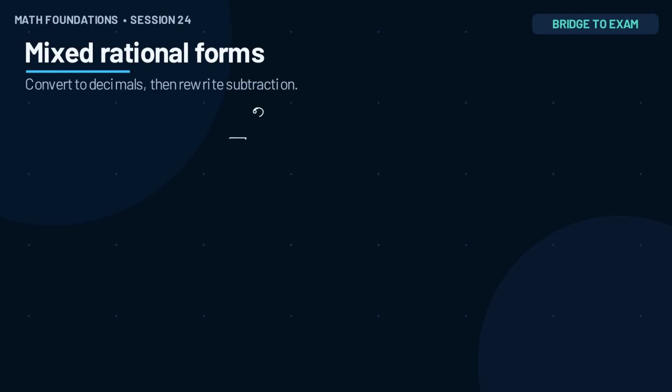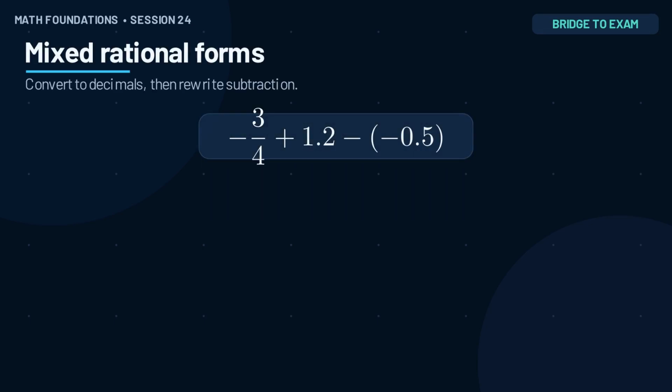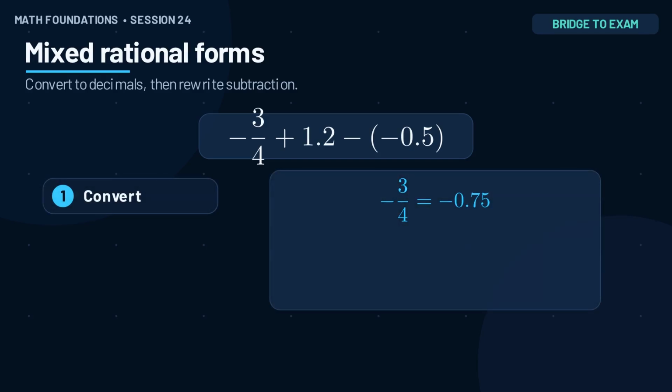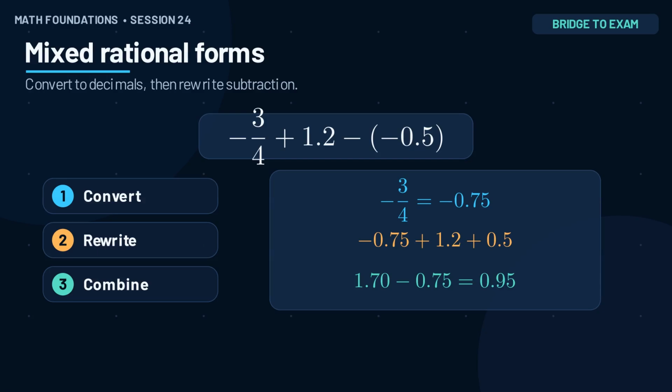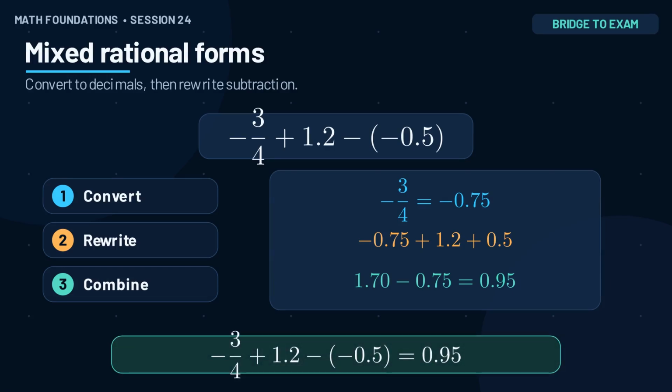Evaluate negative 3/4 plus 1.2 minus negative 0.5. Step 1. Convert negative 3/4 to negative 0.75. Step 2. Rewrite subtraction of negative 0.5 as addition of positive 0.5. Step 3. Add negative 0.75 plus 1.2 plus 0.5. Therefore, the final value is positive 0.95. Check. The two positive amounts total 1.7, exceeding 0.75 by 0.95.